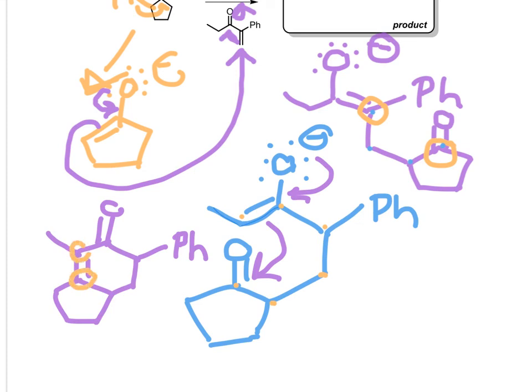So again, here we have our beta position. Here we have our alpha position. So this is an alpha beta unsaturated ketone. It's a cyclohexenone because it's a Robinson annulation.